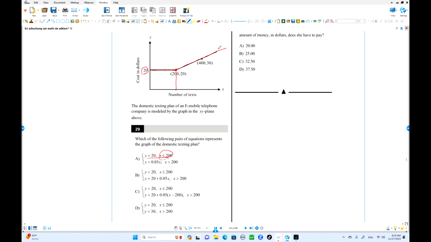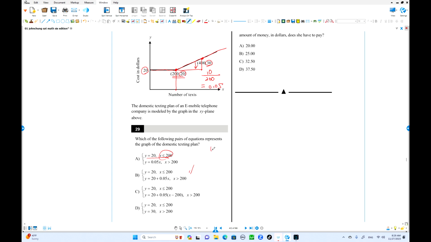What is the graph of this one? The slope is 30 minus 20, which is 10, over 400 minus 200, which is 200. That is equal to 0.05. That's the slope. The line passes through this point. You don't have to use this point, because we cannot see 400 down there. You can use this one.